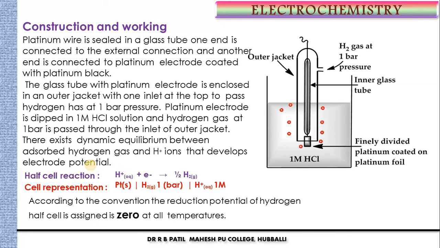Next, the electrode potential of the standard hydrogen electrode according to the IUPAC convention, students, I already told, is considered as 0. And the electrode potentials of other electrodes, half cells, zinc half cell, silver half cell, copper half cell, are calculated with respect to this value.